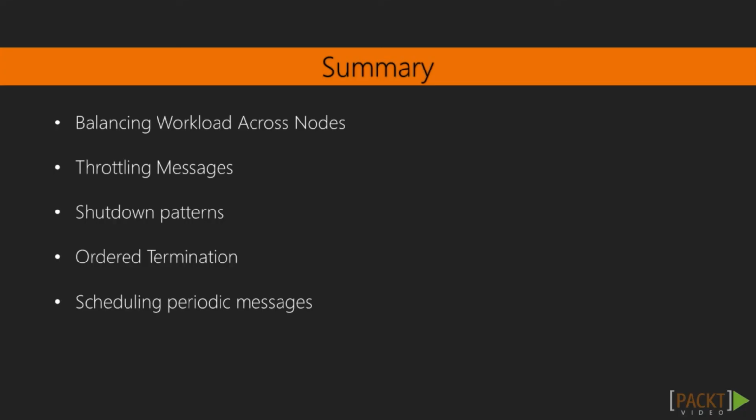At the end of the last section, we introduced some common patterns. In this section, you can use them in Akka as follows: balancing workload across nodes, throttling messages, shutdown patterns, ordered termination, and scheduling periodic messages.